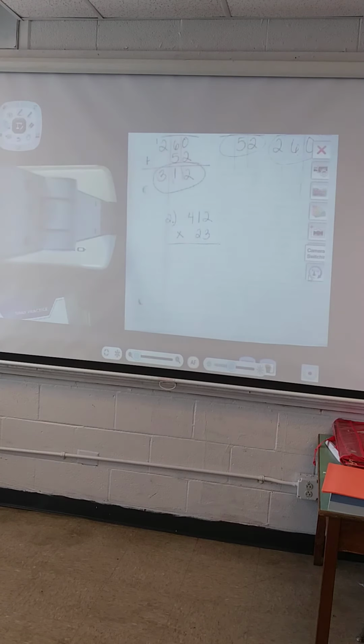Okay, so I went ahead and stacked my number. Remember when you're stacking it, if it doesn't have a decimal in the problem, you can stack it by place value. But if it has a decimal, you push everything over to the right. And we'll talk about that when we get to decimals.